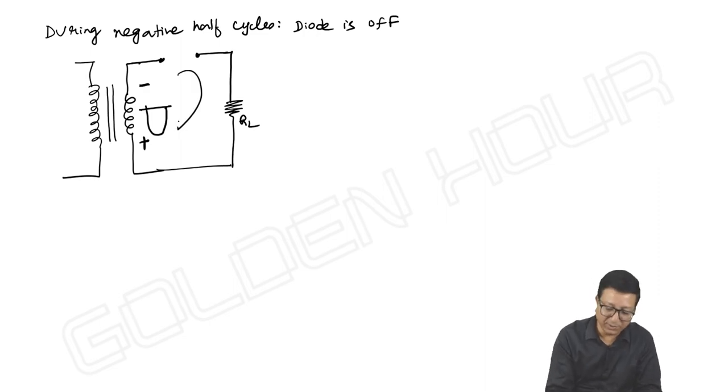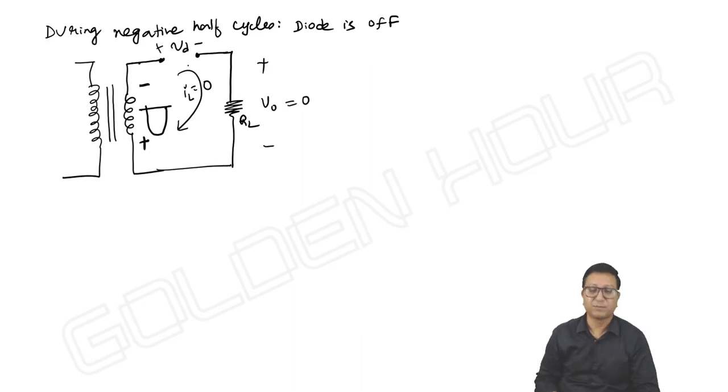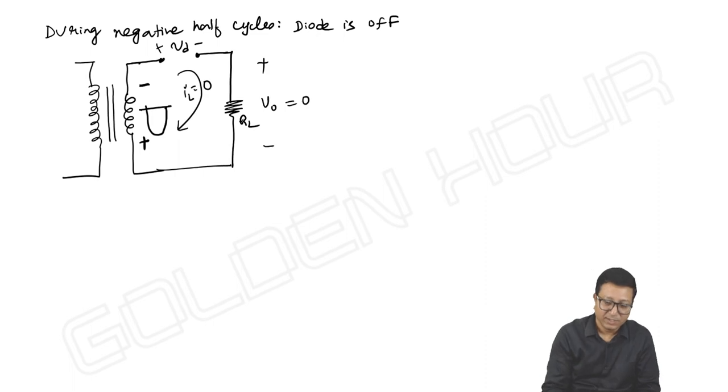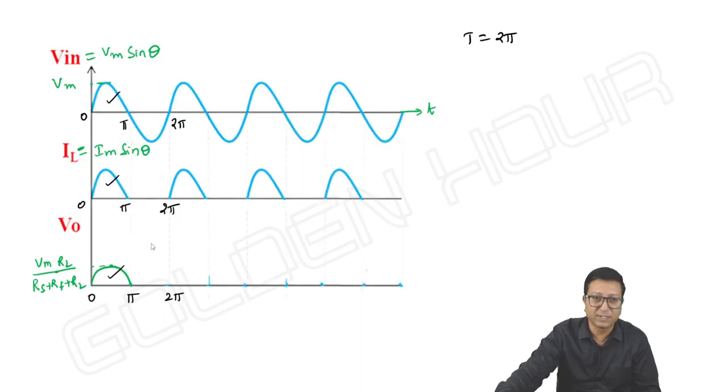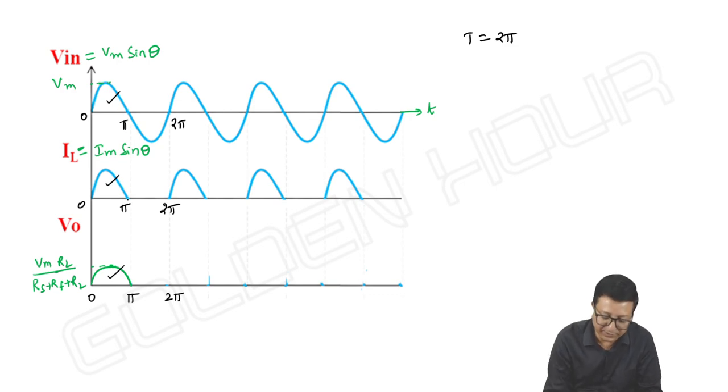Is there any flow of the load current IL? IL is simply 0, so our output is also equal to 0. Here VD is the anode to cathode voltage. So what happens here? The output load current is 0 and hence V output, which is IL into RL, is also 0. IL is 0 and hence V output is also 0.